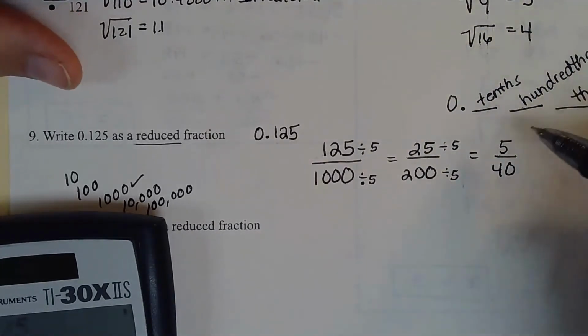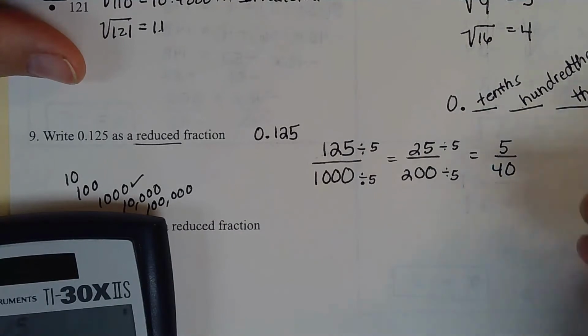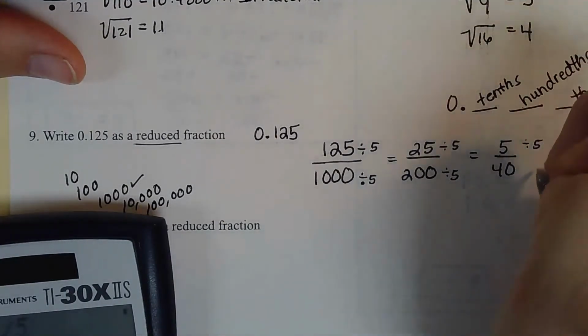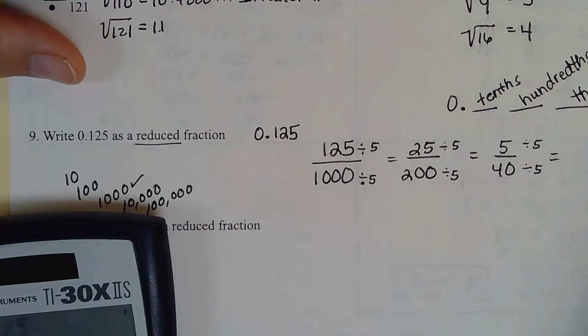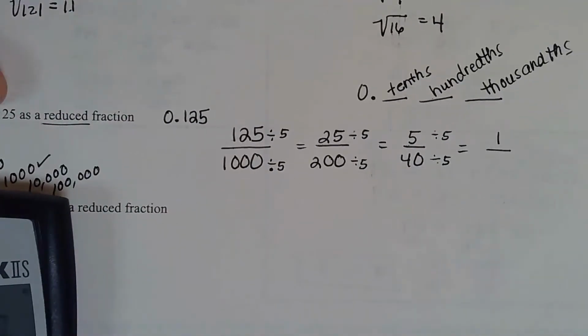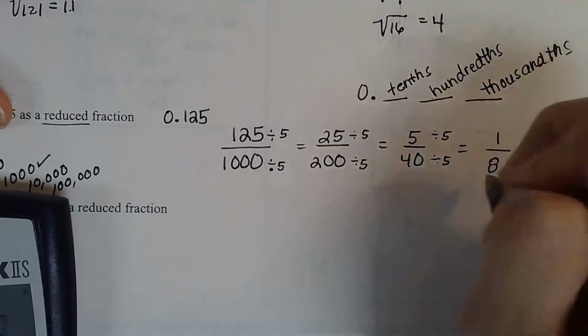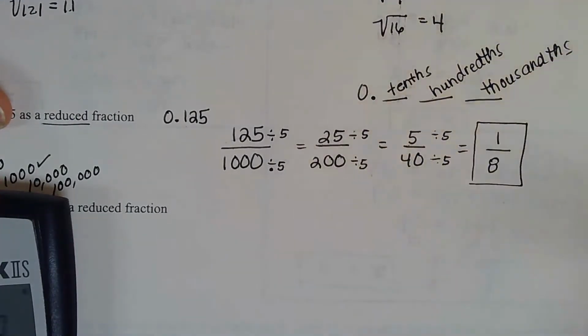Well, look at that. It ends in either a 0 or a 5. So you can divide by 5 again. 5 divided by 5 is 1. 40 divided by 5 is 8. Now it is finally reduced.